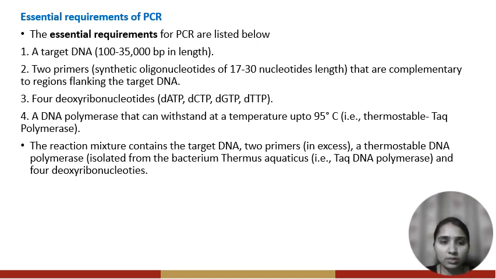Next, last is the DNA polymerase. That is the Taq polymerase that can withstand higher temperature up to 95 degrees Celsius. That is the thermostable Taq DNA polymerase. So the reaction mixture contains the target DNA, two primers, thermostable DNA polymerase, that is isolated from the bacterium Thermus aquaticus, that is Taq DNA polymerase, and the four deoxyribonucleotides.